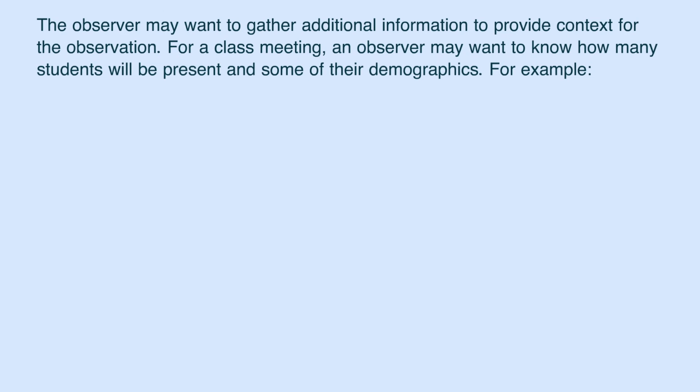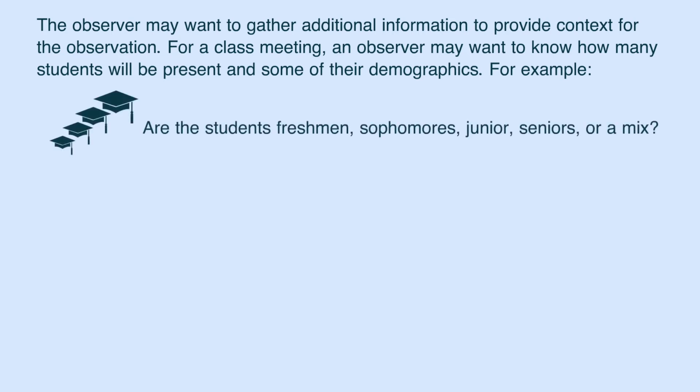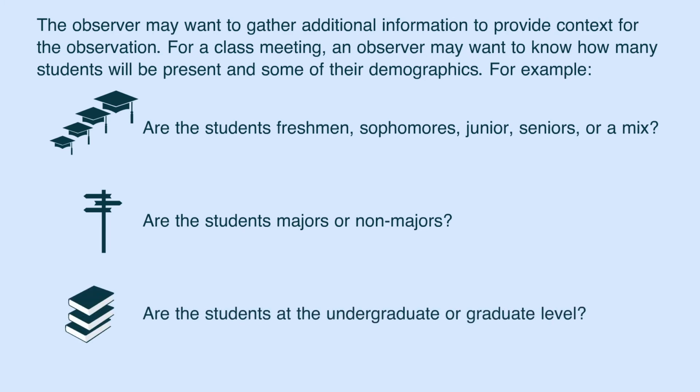The observer may want to gather additional information to provide context for the observation. For a class meeting, an observer may want to know how many students will be present and some of their demographics. For example, are the students freshmen, sophomores, juniors, seniors, or a mix? Are the students majors or non-majors? Are the students at the undergraduate or graduate level?